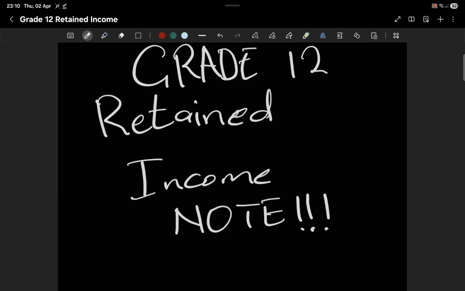Okay, now let's get down to business. Today we're dealing with the retained income note for Grade 12s. First of all, you need to understand what retained income is and what it means in the company. The word retain simply means keep. Retained income represents the portion of the company's net profit that is kept or retained within the business instead of being paid out as dividends to shareholders.